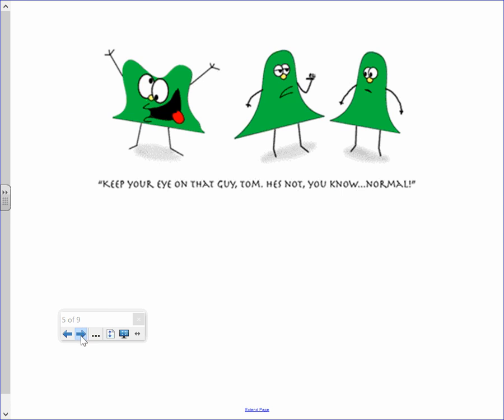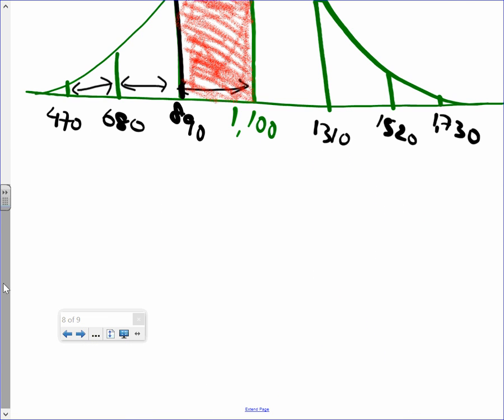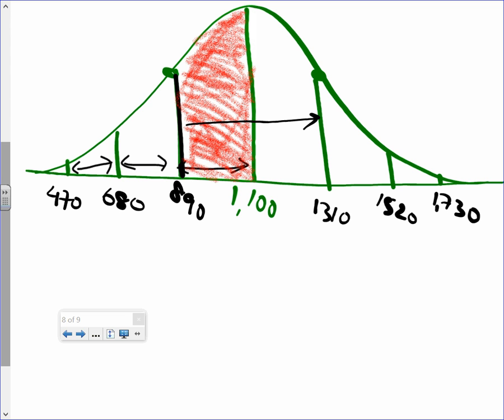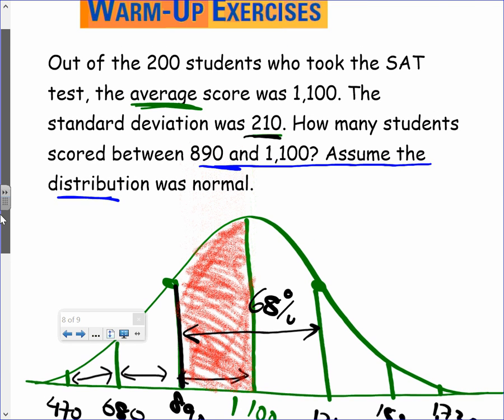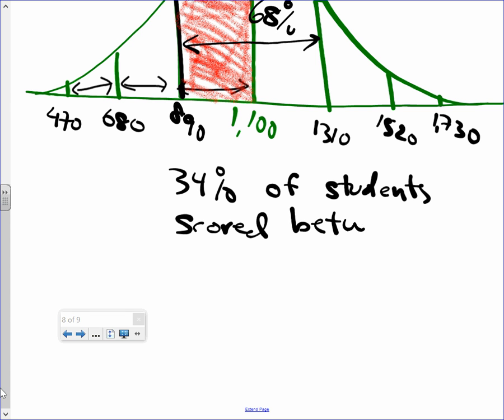So, we know from here to there, look at, it's 68% of the data. You with me, Ortiz? Yeah. And so that's going to be half of 68. So we can say 34% of test takers or students scored between 890 and 1,100.